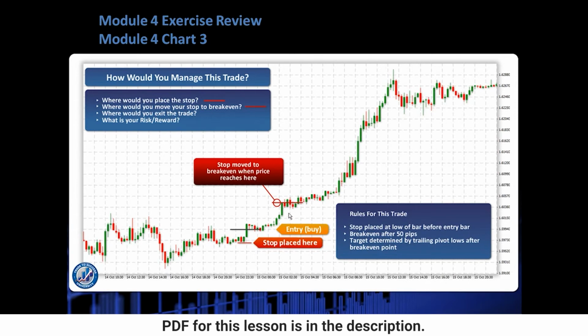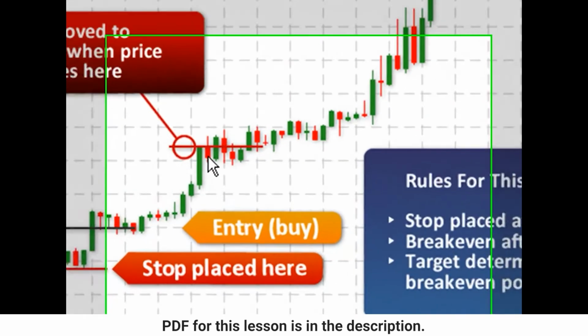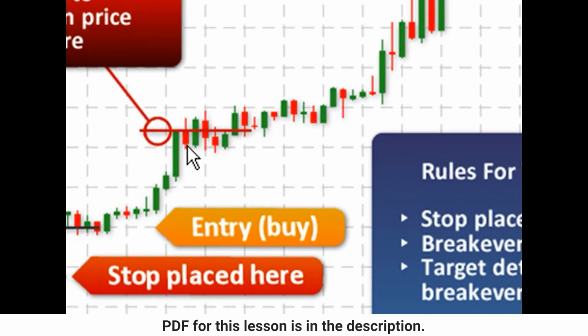So we're going to look at every single bar after the break-even point and see whether it's a pivot low or not. So once this red bar completes, has a pivot low been established? No. What about when this green bar completes? No. When this red bar completes? No. When this red bar completes? No. When this green bar completes? Yes, we have a pivot low here.